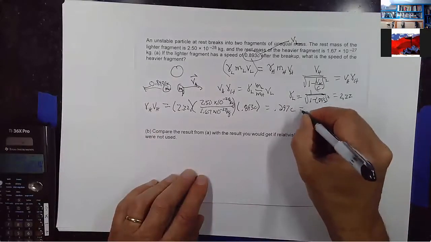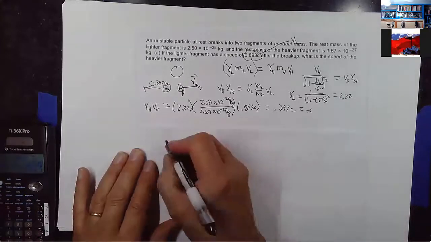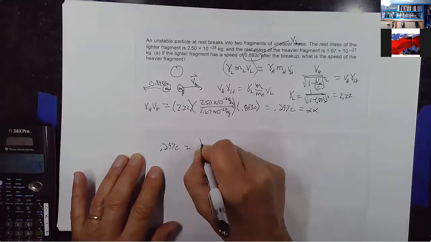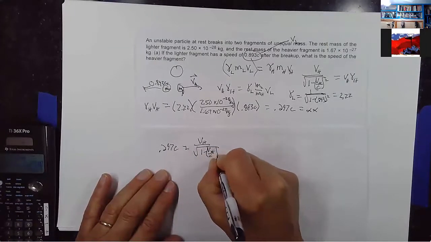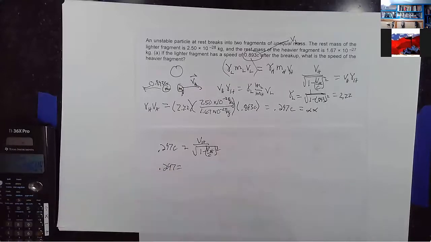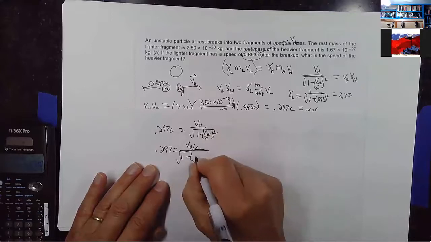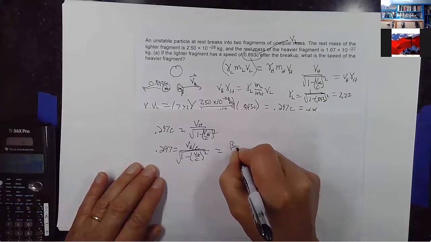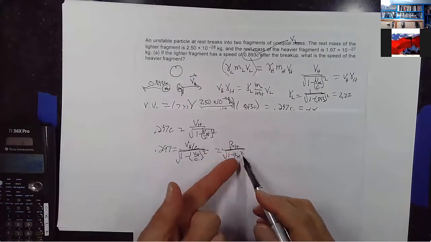And so that's what I have. And I'm just going to call this thing alpha. Well, I do a bunch of algebra with this thing. That alpha there, 0.297 C, I'm going to call it alpha C instead, is equal to v sub h divided by the square root of 1 minus v sub h over c squared. And if I divide both sides by c, I'll get 0.297 is equal to v sub h over c divided by the square root of 1 minus v sub h over c squared, which is actually beta sub h divided by the square root of 1 minus beta sub h squared. Okay, now I've only got a single letter that I have to mess around with.